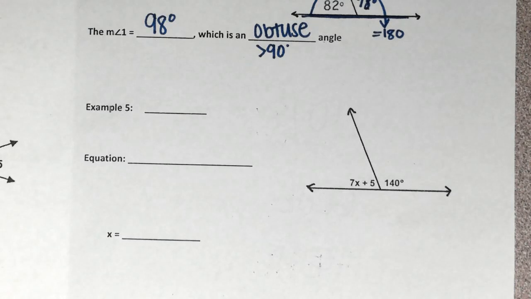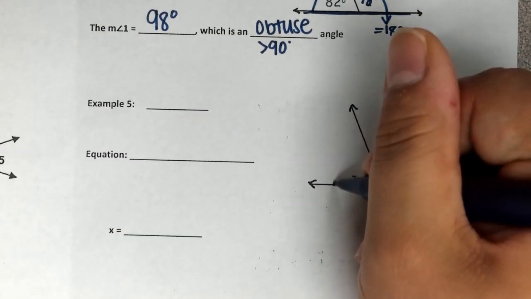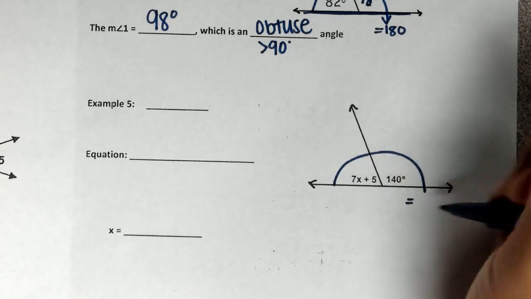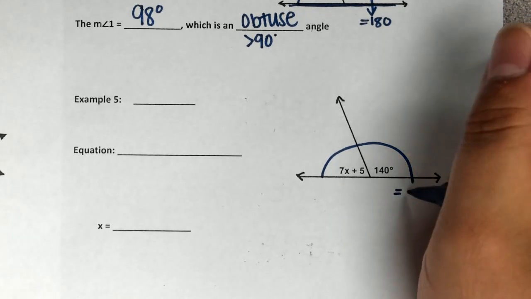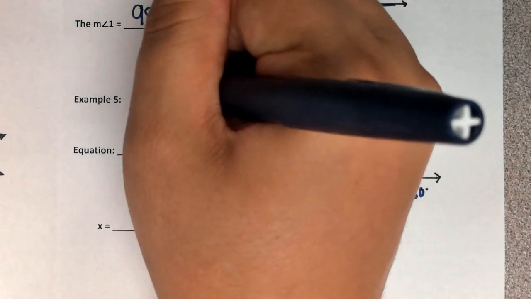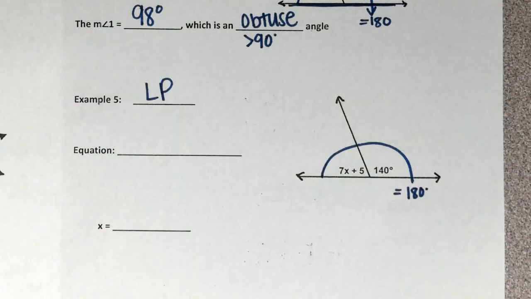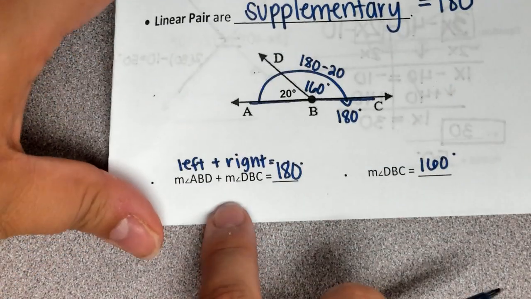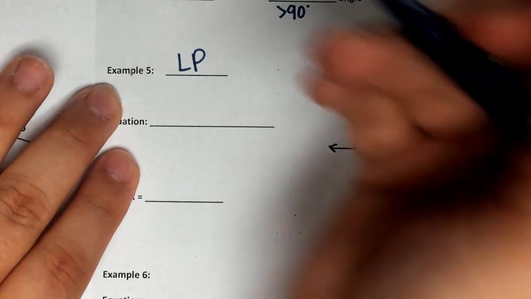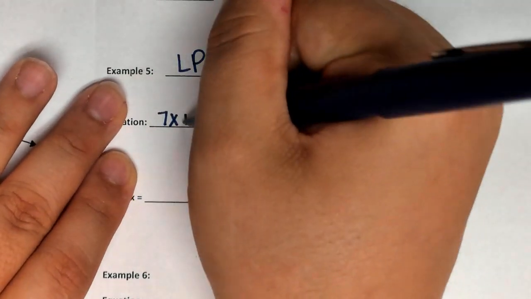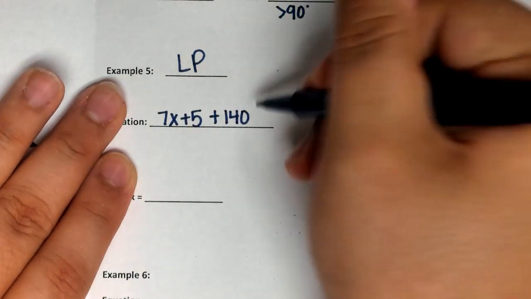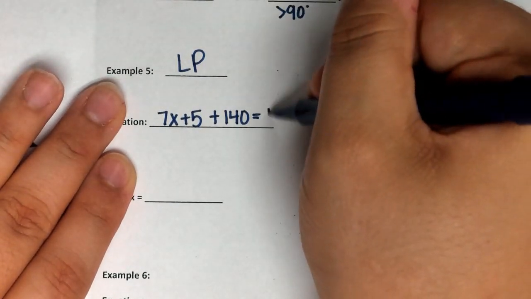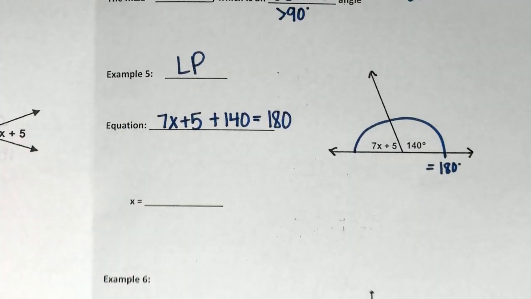Next. Well, what if I put x's here? What do I know about the whole thing? It's 180. Just like we said, it's a linear pair. Just like we said on the front, what's our formula for this? Left plus right equals 180. So my left is 7x plus 5, my right is 140, and this is going to equal 180.